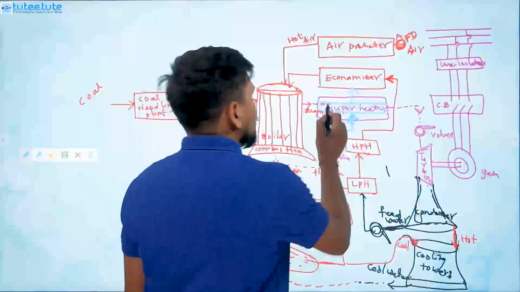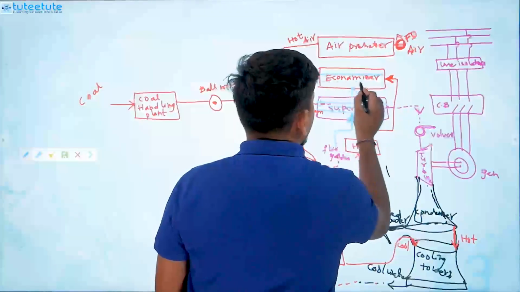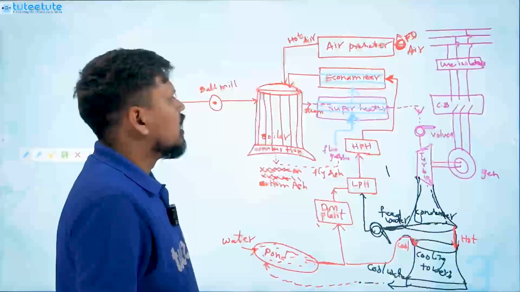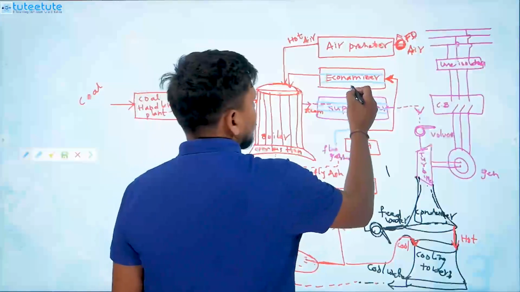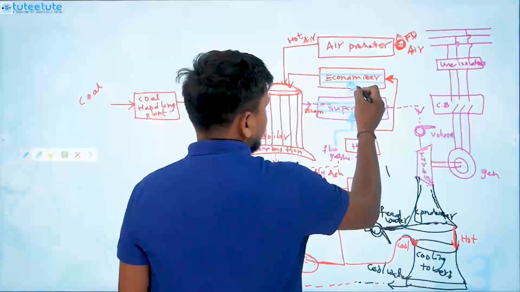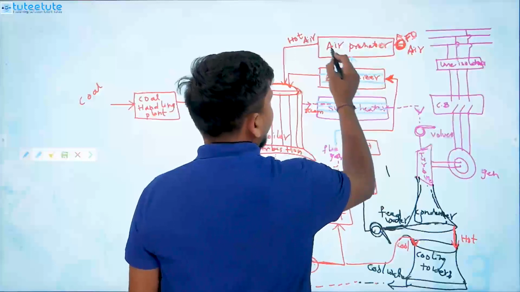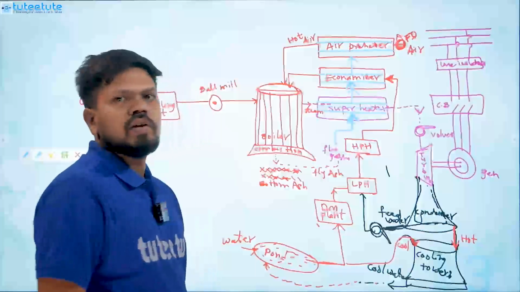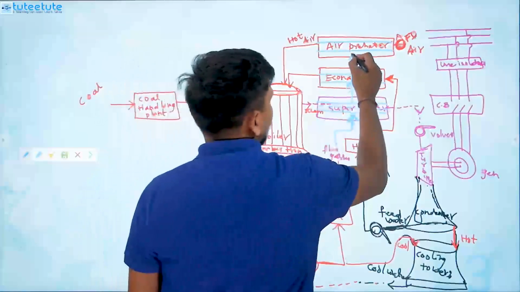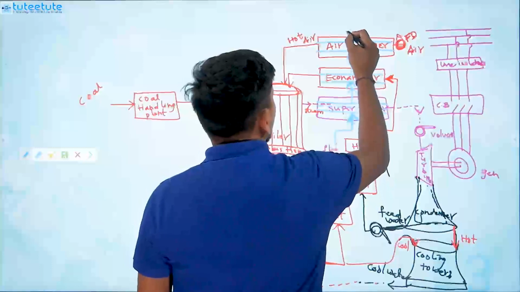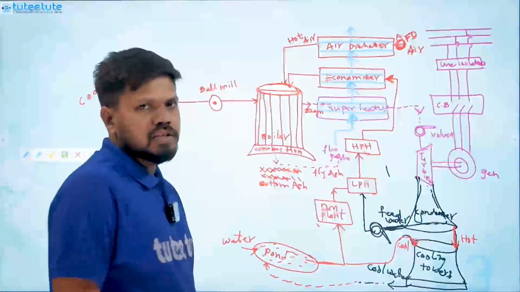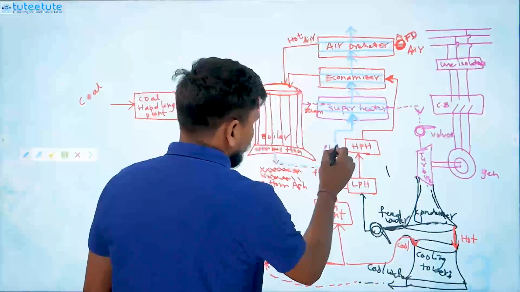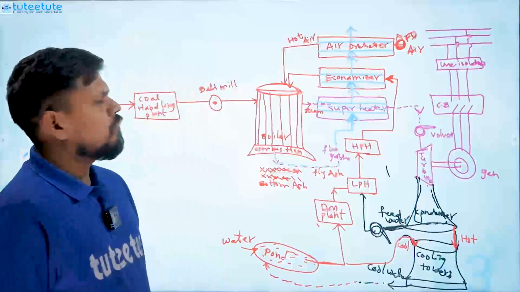Not only that, whatever water you are sending here into the economizer, high pressure heated water we are sending here, that water also we are heating by using these flue gases. And not only that, in the air preheater, the air we are taking into some tunnel, and that tunnel will be heated using these flue gases. After that you are getting these flue gases outside. You can observe here the blue mark whatever I am giving, that is of flue gases.